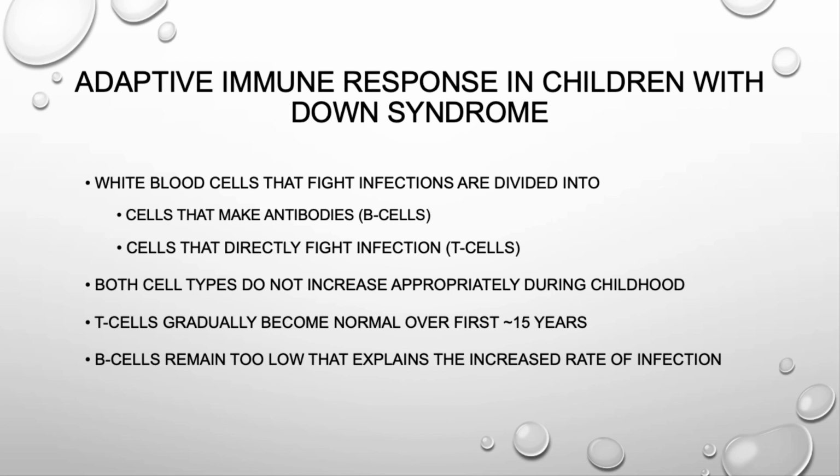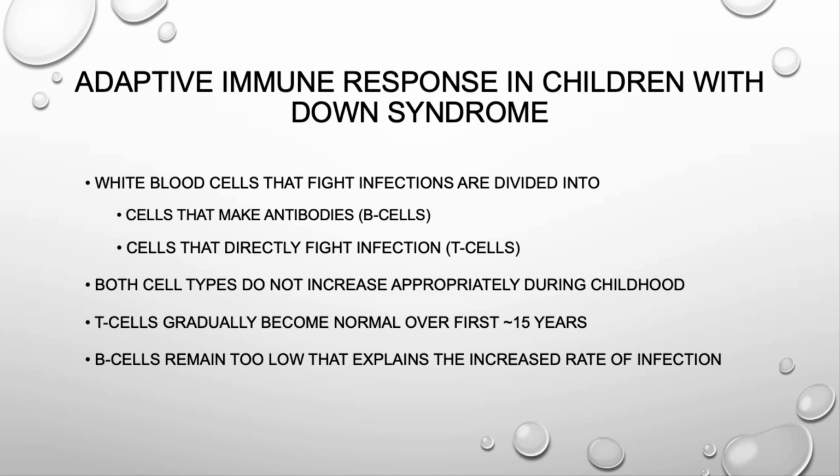So the body has red cells and white cells. The red cells can sometimes be a little bit elevated, especially at birth, and that's something that will go away. The white cells, however, are the ones that are basically dedicated to taking care of infections.